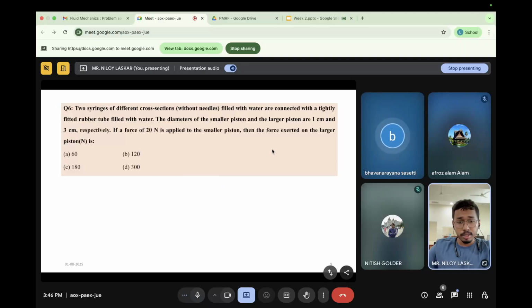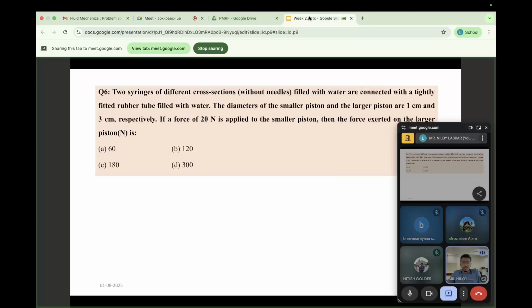Pressure into area? No, that is not exactly Pascal's law. So whatever you said is partially correct in terms of this law. Okay, I will explain this thing for you. Just let me clarify this.